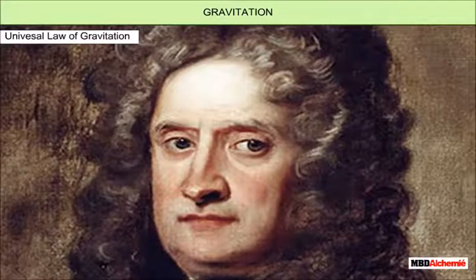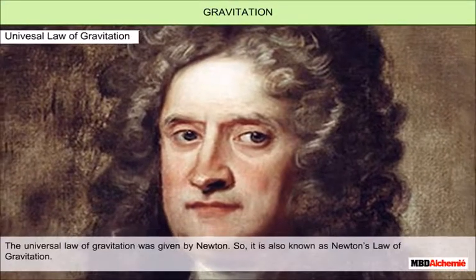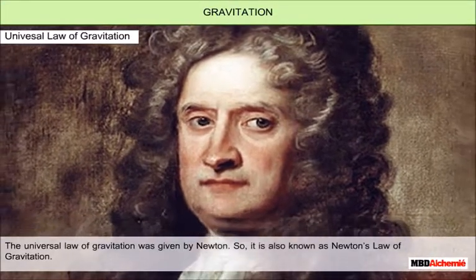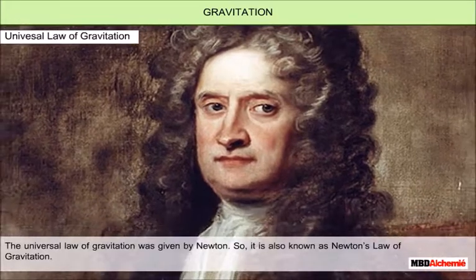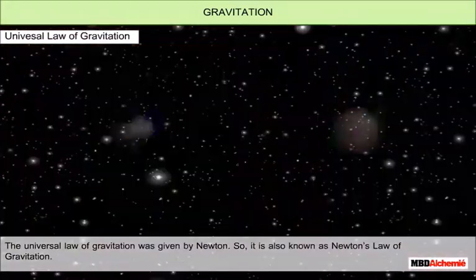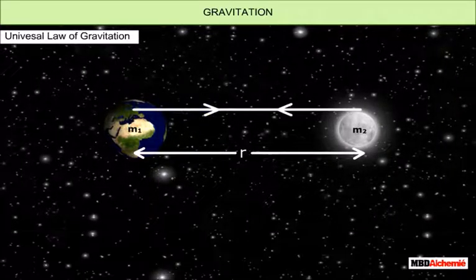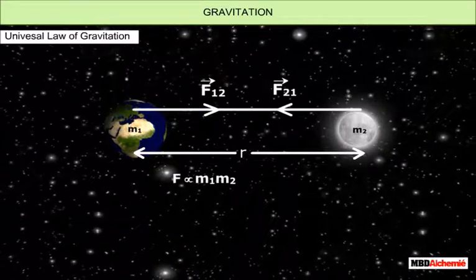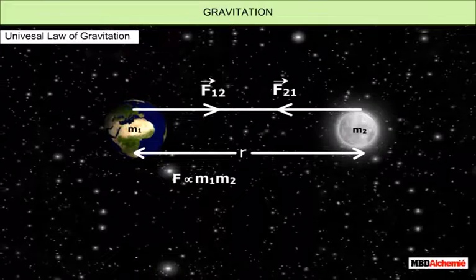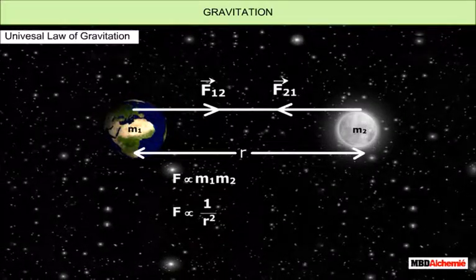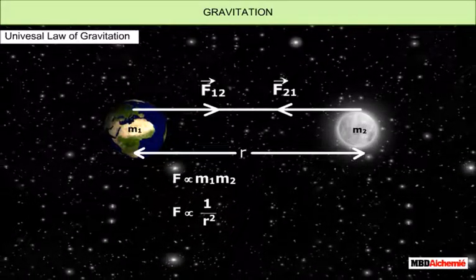Universal Law of Gravitation. The Universal Law of Gravitation was given by Newton, so it is also known as Newton's Law of Gravitation. Every body in this universe attracts every other body with a force which is directly proportional to the product of their masses and is inversely proportional to the square of the distance between them.